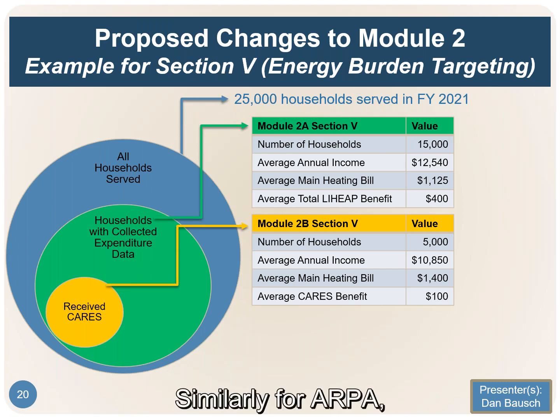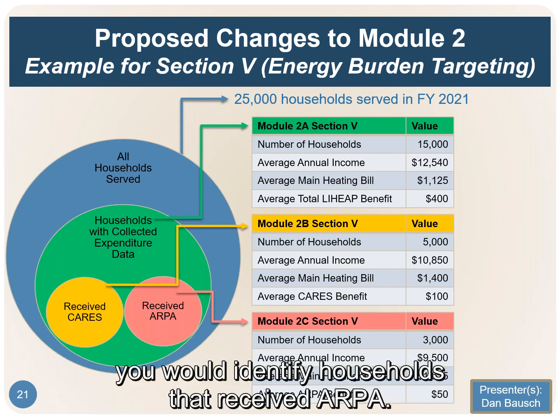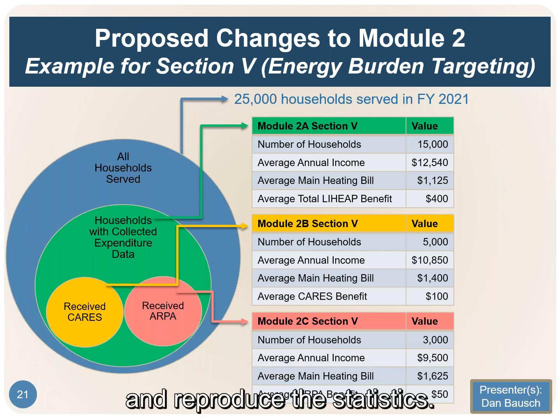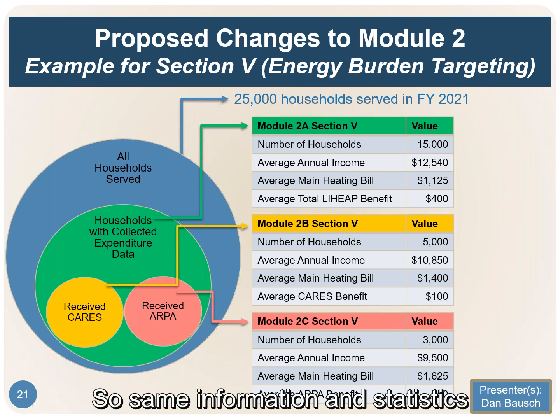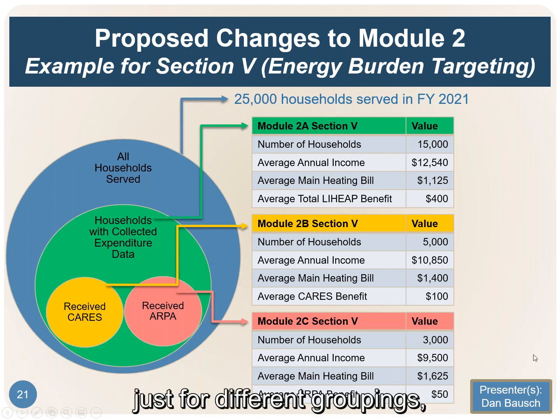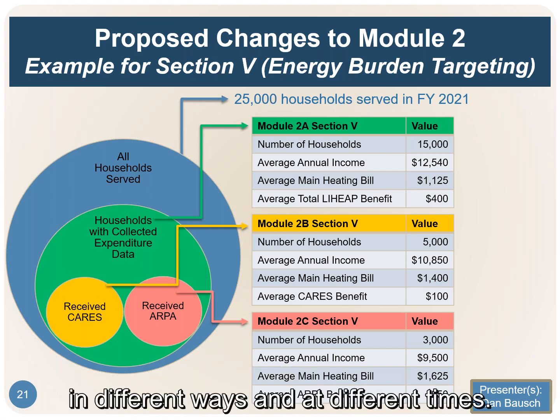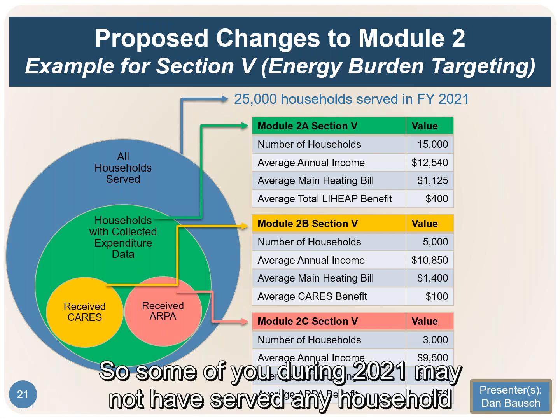Similarly for ARPA, you would identify households that received ARPA. In this example, it's 3,000 out of the 15,000, and reproduce the statistics. So same information and statistics, just for different groupings. And grantees are using your supplemental funds in different ways and at different times.